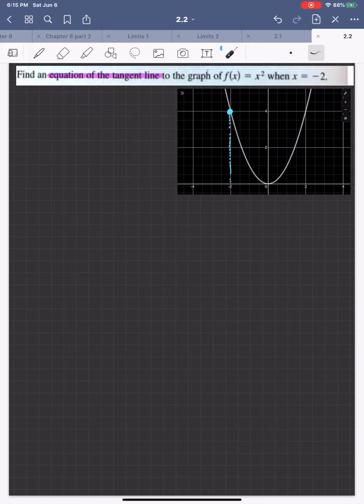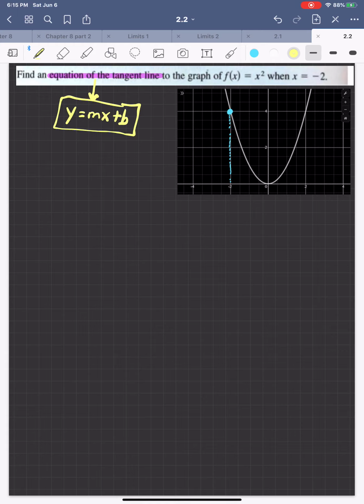All right, ready? So let's play some association here. When you read "find the equation of a tangent line," here's what I want you to think. Your answer should be y equals mx plus b. That's the equation of a line, and that's what it is that we're looking for.